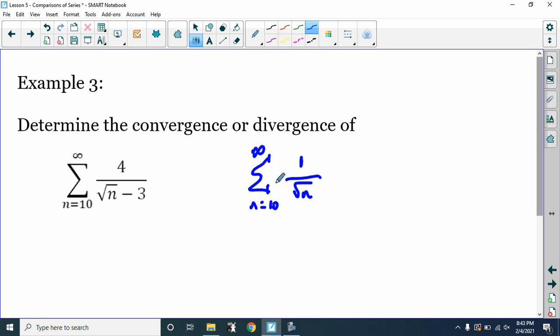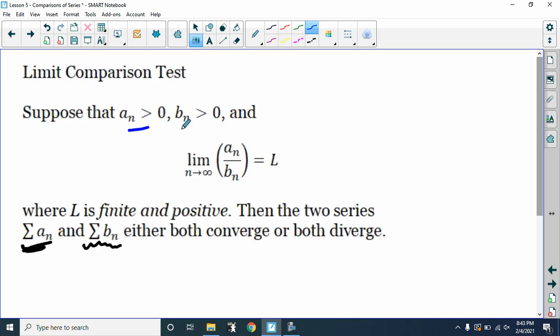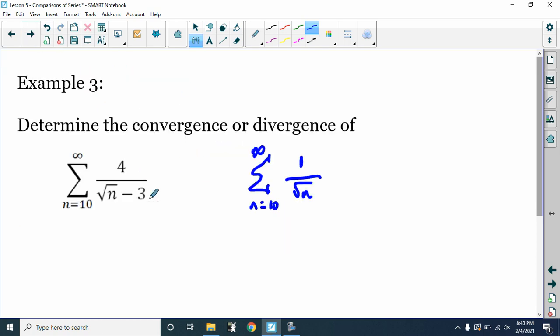Notice both of these sequences, if I start plugging in 10 on up, I get all positive numbers. So it does meet that criteria. Now we are going to evaluate the limit as n approaches infinity of the ratio of the two. It doesn't matter which one you put on top and which one you put on bottom. So I'm going to take this divided by that. So I'm evaluating the limit as n approaches infinity of 4 over root n minus 3 divided by this. Dividing by that is the same as multiplying by its reciprocal.